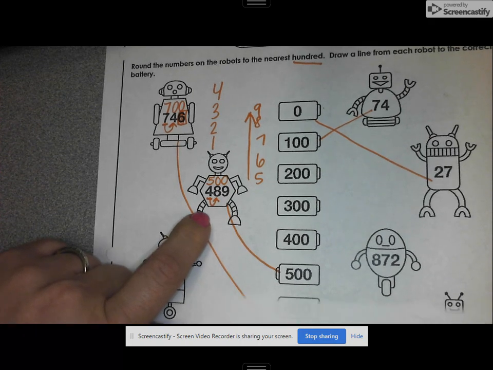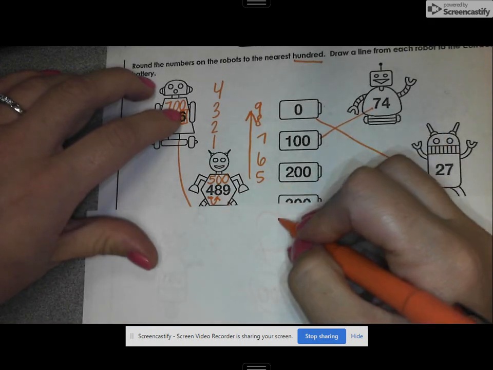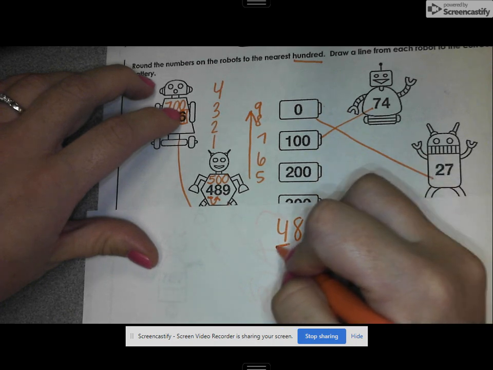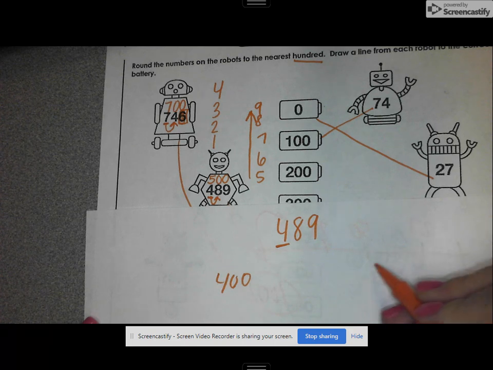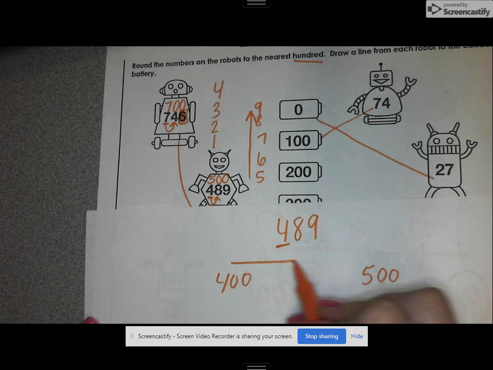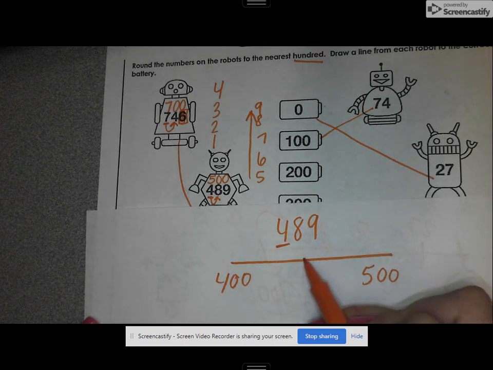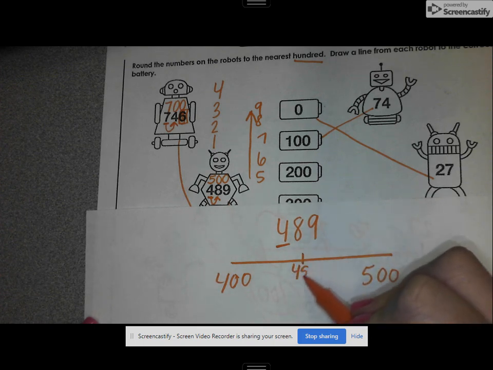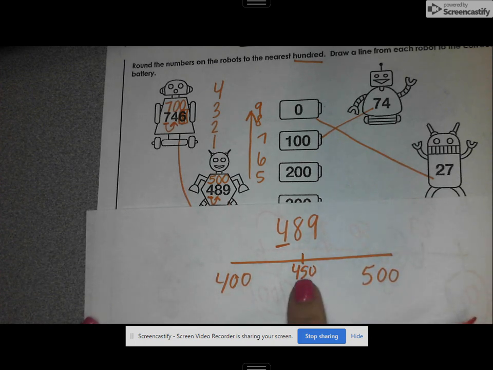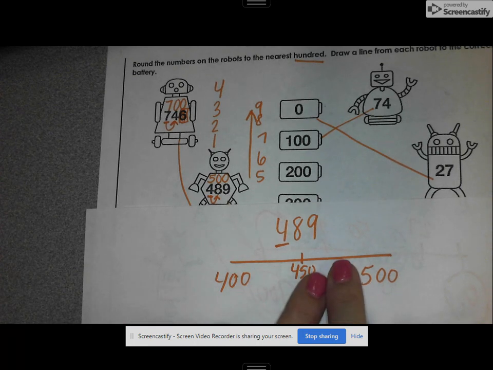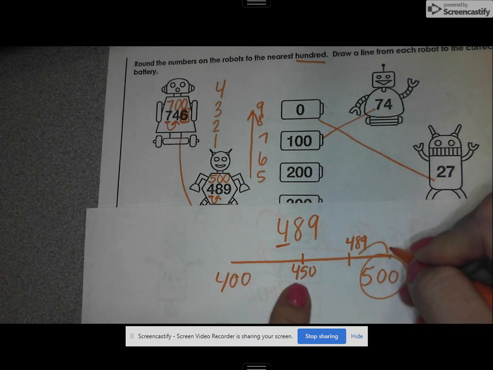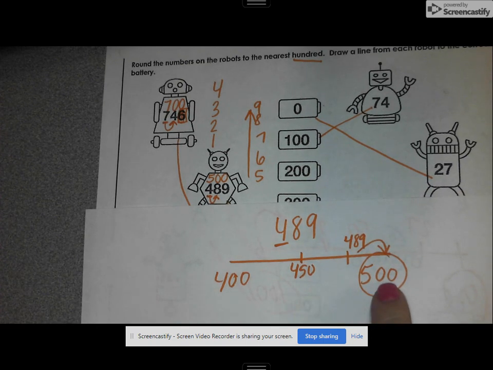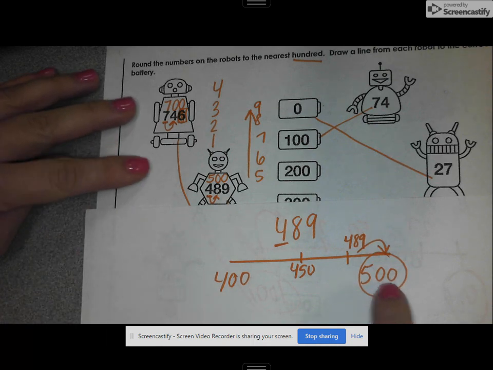Again, if you see them struggling with this process, you could say, all right, 489, we're in the hundreds. What hundreds are we in between? We're in between 400 and 500. So we know halfway, our midpoint, would be 450. Does 489 fall on this side or this side? Well, 89 is bigger than 50, so 489 would fall on this side, so it would be closer to 500. So sometimes just drawing it out will help them.